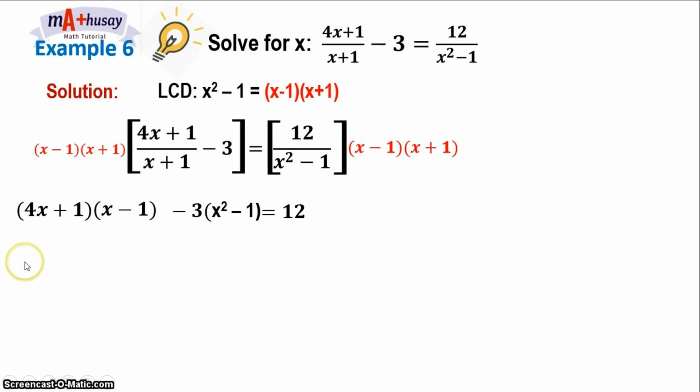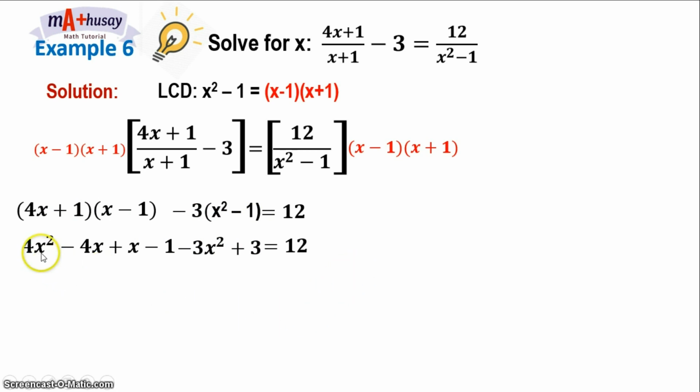So, again, we will apply here the FOIL method. So, magdidistribute tayo ngayon. So, 4x times x is 4x squared. 4x times negative 1, that's negative 4x. 1 times x is positive x. Then 1 times negative 1 is negative 1. So, sa kabila naman, magmumultiply tayo ng negative 3 sa x squared. So, we have negative 3x squared. Negative 3 times negative 1, that will give you positive 3 equals 0. So, magko-combine tayo ng like terms.